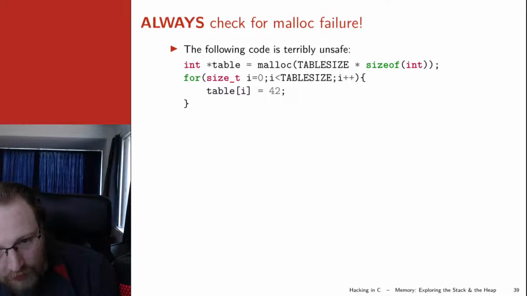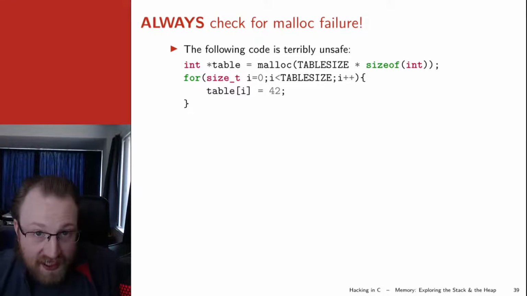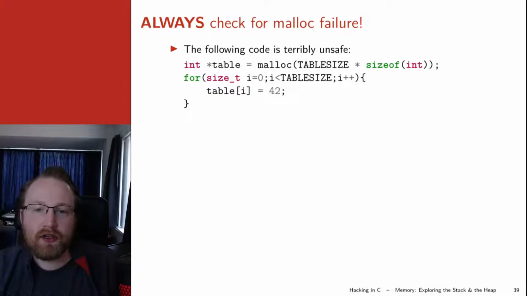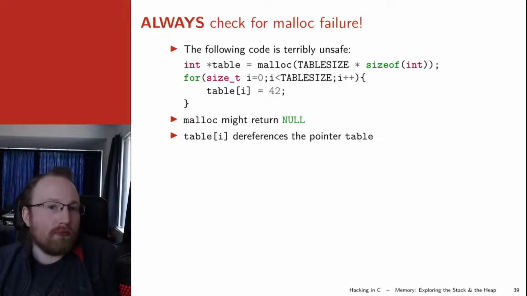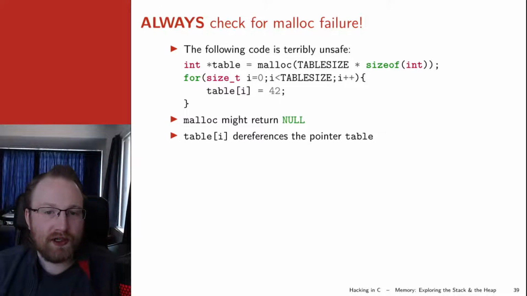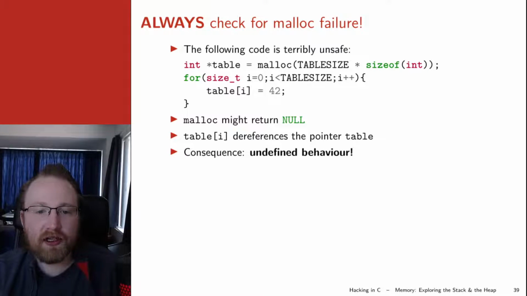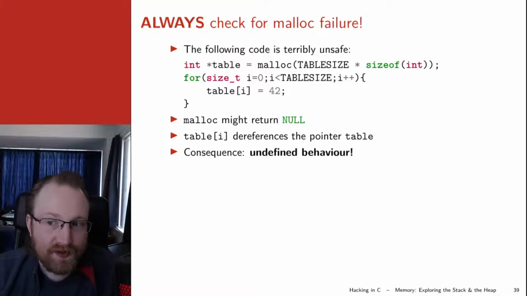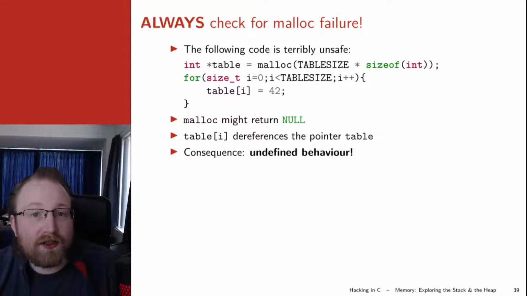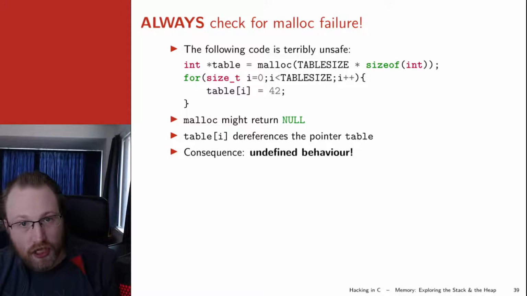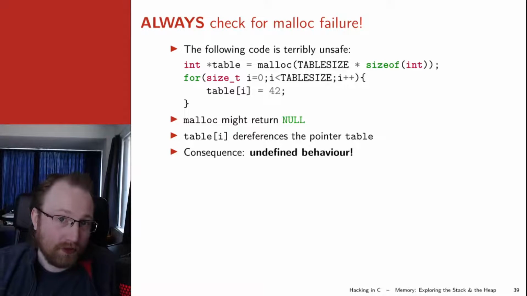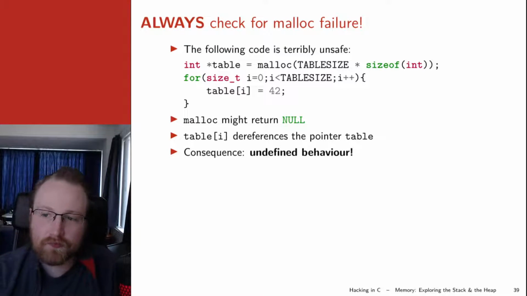Now you should always check for malloc failure. Malloc might return null. You don't want to dereference the null pointer because it's undefined what happens. It might crash. It will probably just crash, but it's not guaranteed to crash. And if it's not guaranteed to crash, then you get security vulnerabilities and other fun stuff.